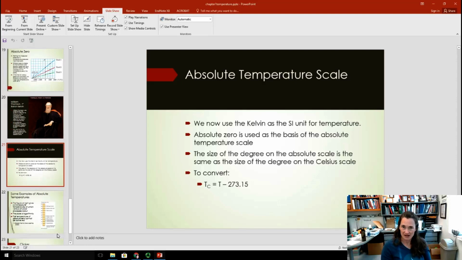Of course, it's known as the Kelvin. And absolute zero is the zero point or the basis of this absolute temperature scale. He made sure that the change in the degree sizes was the same as the Celsius scale. So a delta T of 1 Kelvin is the same as a delta T of 1 Celsius. And to convert between Celsius and Kelvin, you just add or subtract 273.15. So that makes it nice and easy.